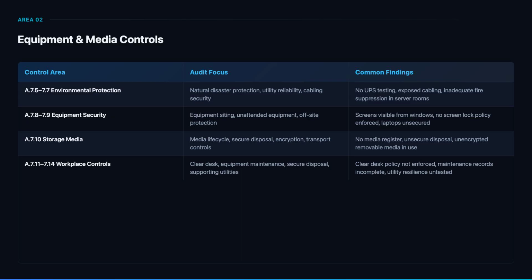For workplace controls A.7.11 through 14, verify clear desk and clear screen policies, equipment maintenance schedules, secure disposal or reuse of equipment, and supporting utility resilience. Common findings include clear desk policies that exist on paper but are visibly not enforced during site walkthroughs, incomplete maintenance records, and data not securely wiped before equipment disposal or reassignment.